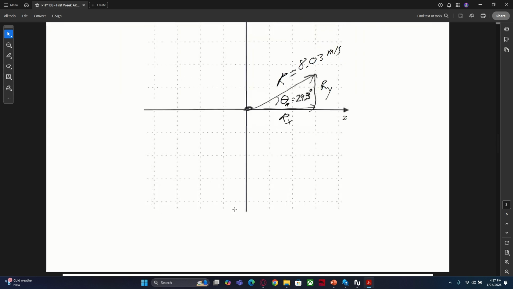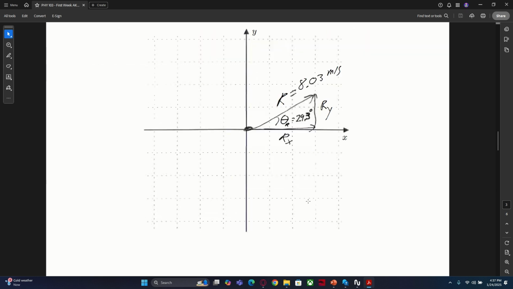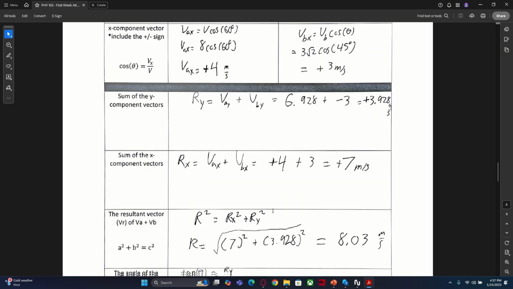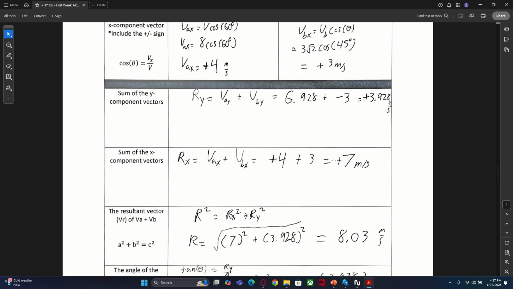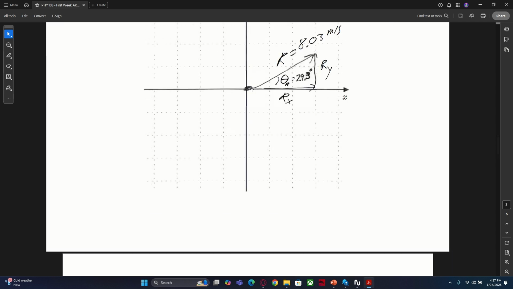And now, lastly, it's just drawing the resultant vector, which, here's how I basically did it. I looked at Rx and Ry. Rx came out to positive 7, so I'm going to draw an arrow to the right. And then Ry came out to almost positive 4, so I'm going to go up. So, an arrow that's arbitrarily some length, so I'm going to pretend that that's 7. Therefore, the arrow that's about 4 should be a little bit smaller.